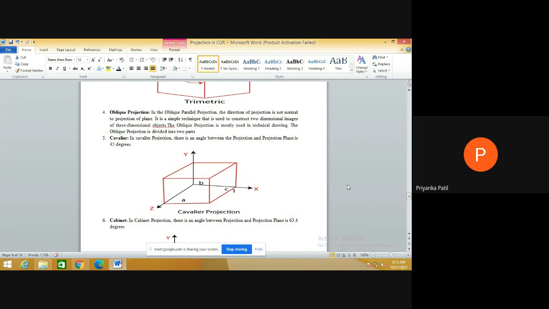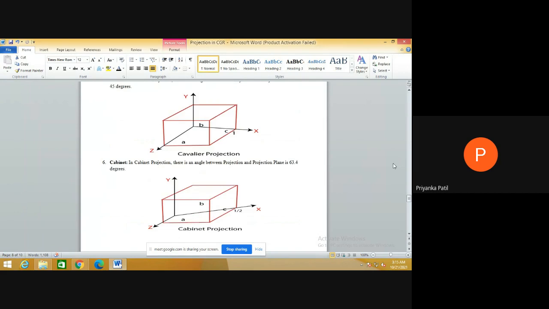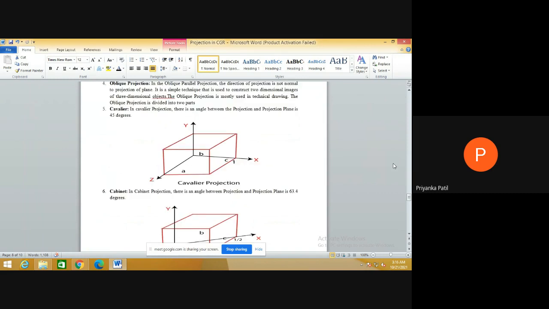Cavalier and cabinet projection. In the cavalier projection, the angle between the projection and the projection plane is 45 degrees. And in cabinet, the angle of projection is 63.4 degrees. So this is the basic representation of both oblique projections.